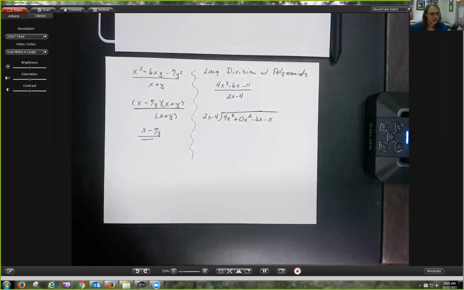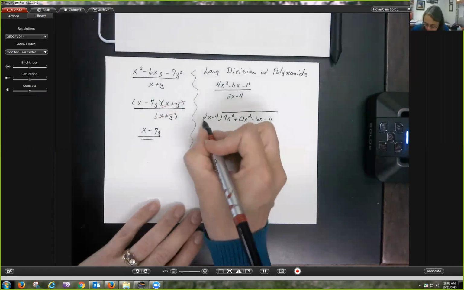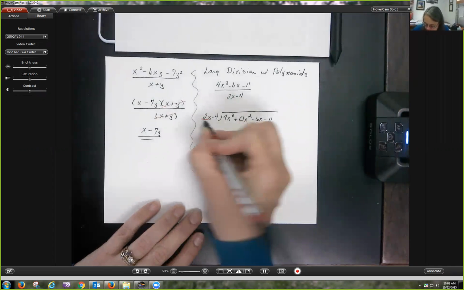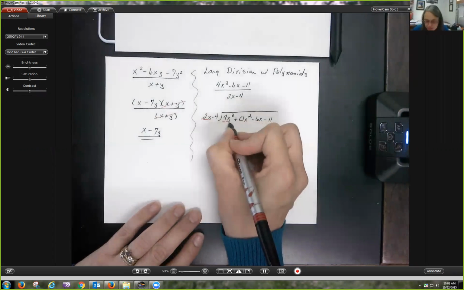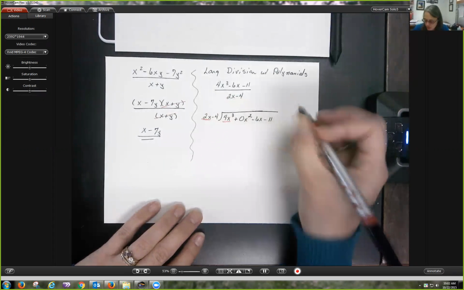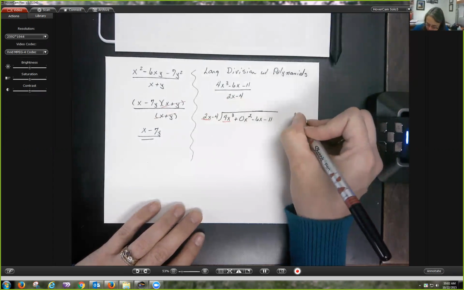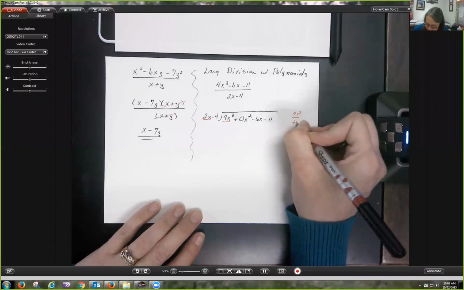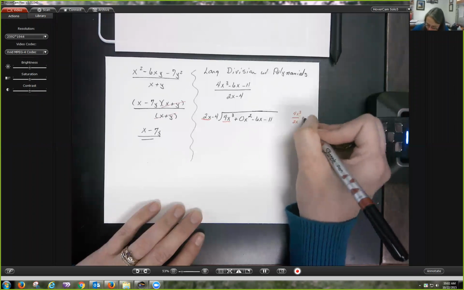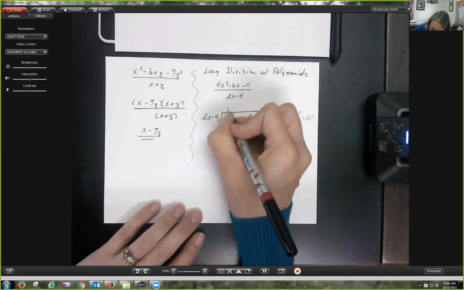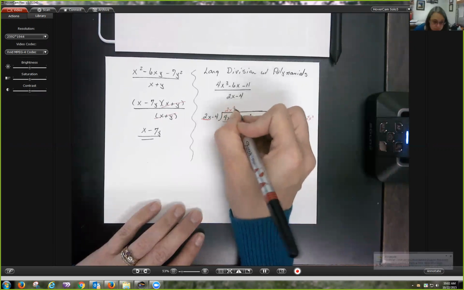When we're doing long division, we compare the leading term to the leading term in our polynomial. And what we do is we ask ourselves, what is 4x to the third divided by 2x? And you're going to know that that's 2x squared. We put that result right here.